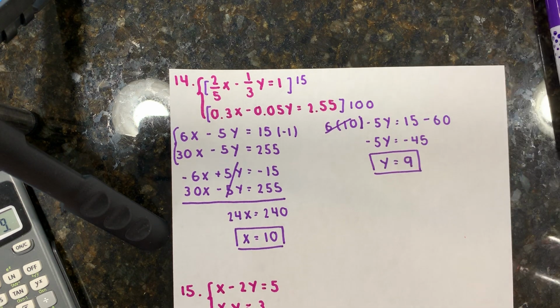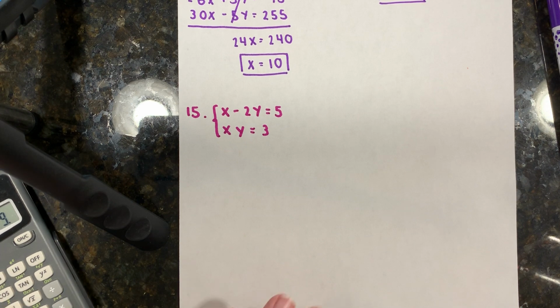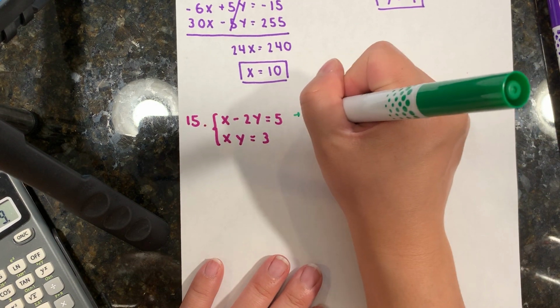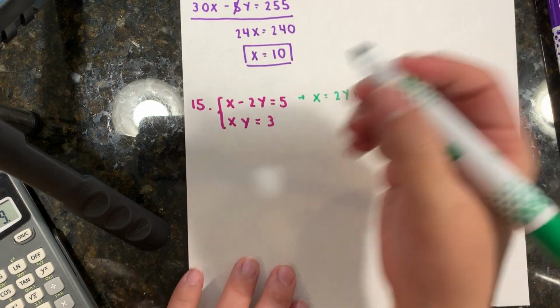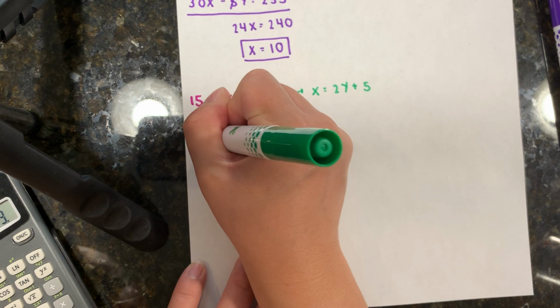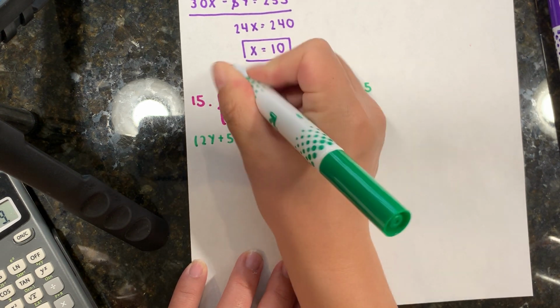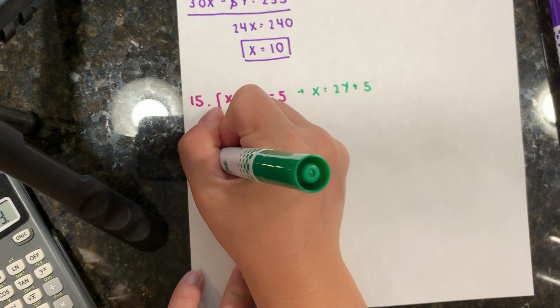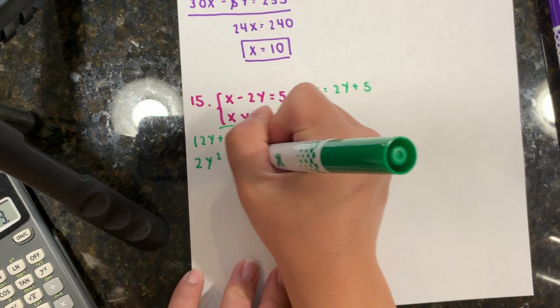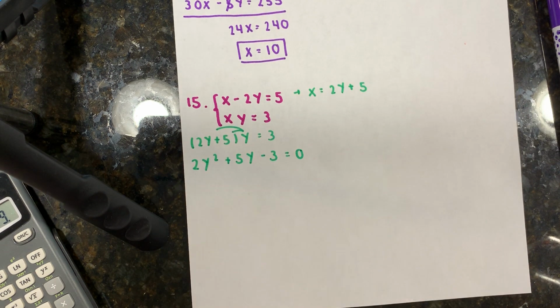Now lastly, we're going to look at number 15. I'm going to start by solving the top equation for x, and that would give me x is equal to 2y plus 5. So if I plug that in, I have 2y plus 5 times y equals 3. I'm going to distribute and bring the 3 to the left side. So it would be 2y squared plus 5y minus 3 equals 0.